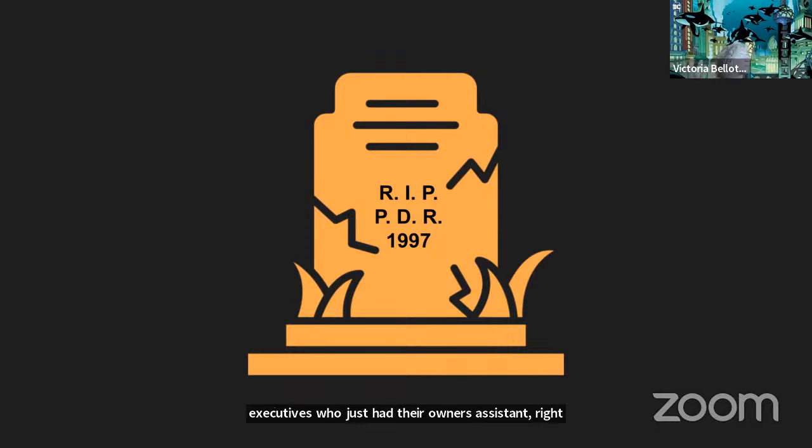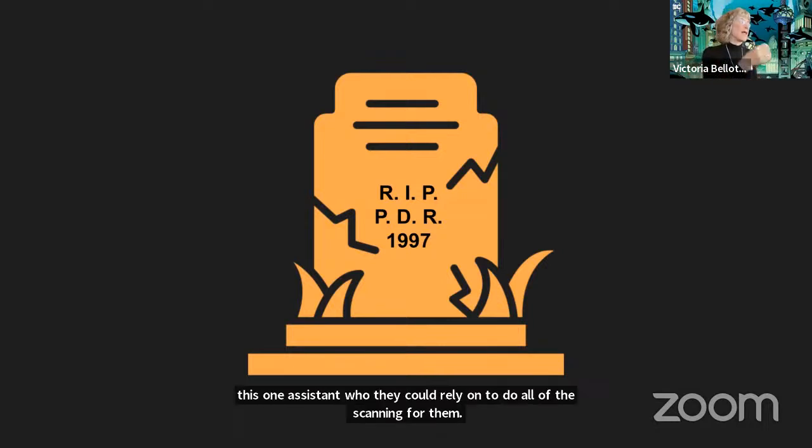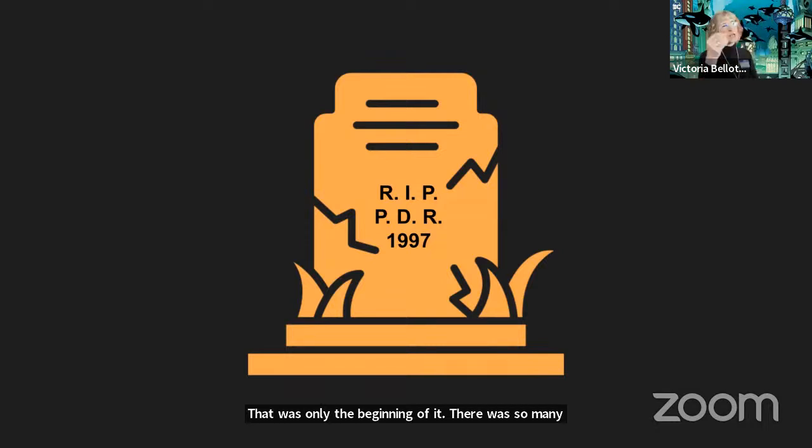And so there was one of these people who was having a nervous breakdown because she already had so many people to do things for. So this was never going to happen. Very few people had one assistant who they could rely on to do all of the scanning for them. That was only the beginning. There were so many things wrong with this product concept. In fact, I got kicked off the design team after I showed a video of people not being able to use the product because the user experience was so confounding.